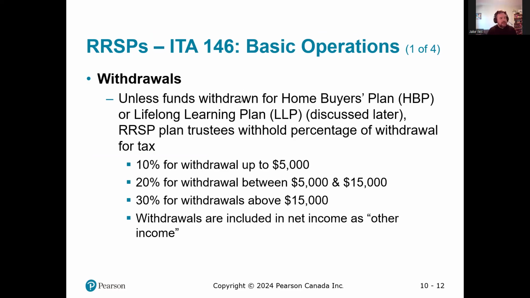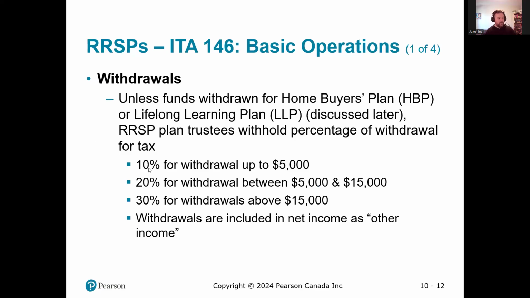Now, if I'm withdrawing for a Home Buyers' Plan or a Lifelong Learning Plan, they're not going to withhold the taxes because these items need to be repaid. But we will get into the HBP and the LLP later, once we start talking about various withdrawals further in the chapter. But generally, I'm taking money from the RSP. We need to withhold taxes.